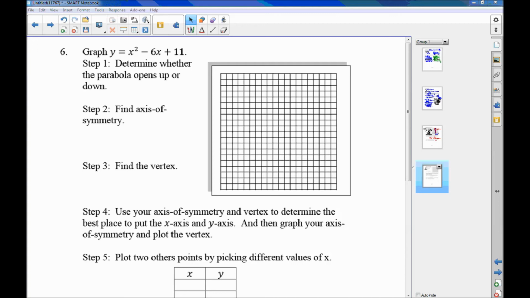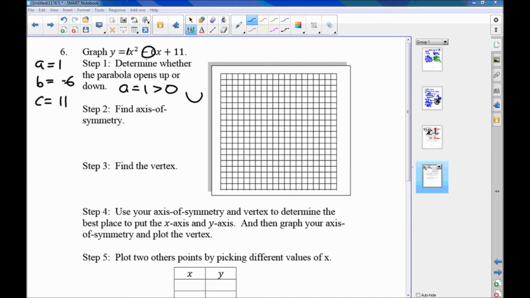Our step 1 is going to be to determine whether the parabola opens up or downward. So once again, our a here is 1. That's the number in front of the quadratic term. Our b is negative 6. That's the coefficient with the linear term. And our c is 11. That's the constant term. All right, so since a, which is equal to 1, is greater than 0, it's going to be a smiley face. It's going to open upwards.